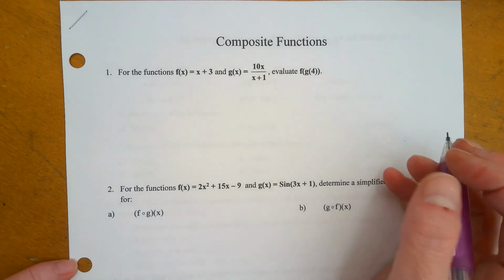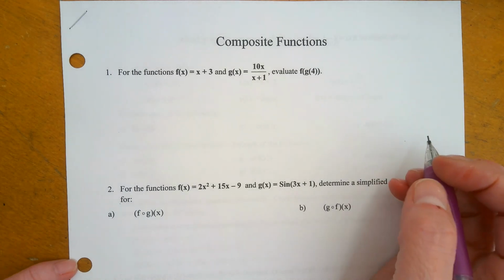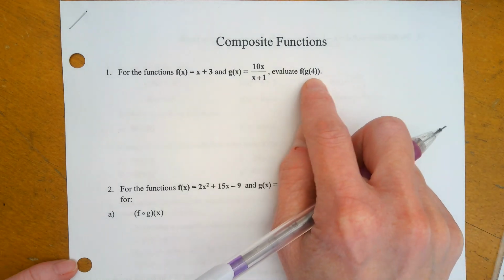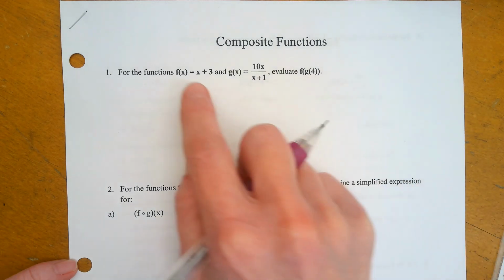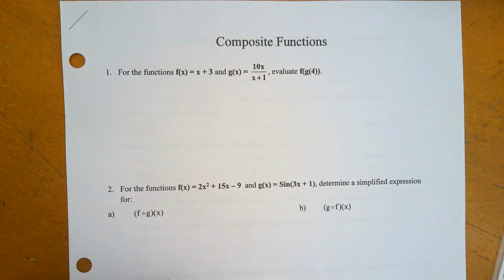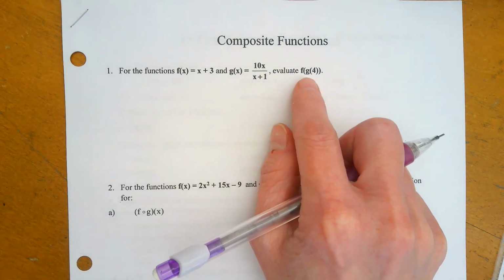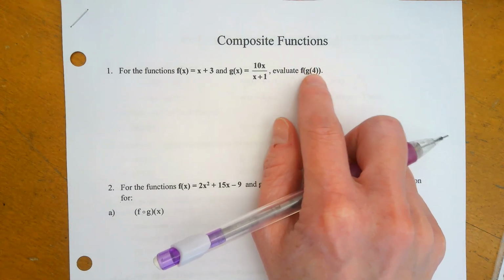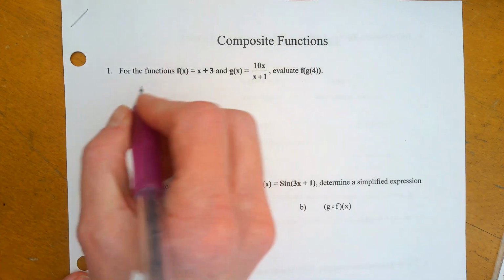Okay, we're going to look at composite functions today. A composite function is one function inside of another function. So I have f of x, which is x plus 3, and g of x, which is 10x over x plus 1. And I want to find f of g of 4. So I'm going to start with the inside, g at 4, and figure that out.